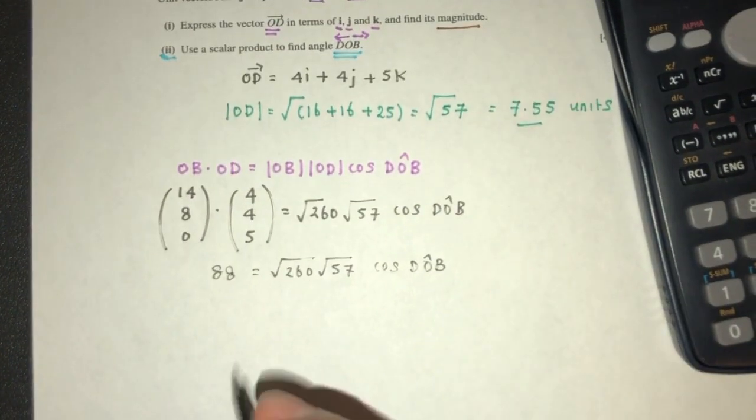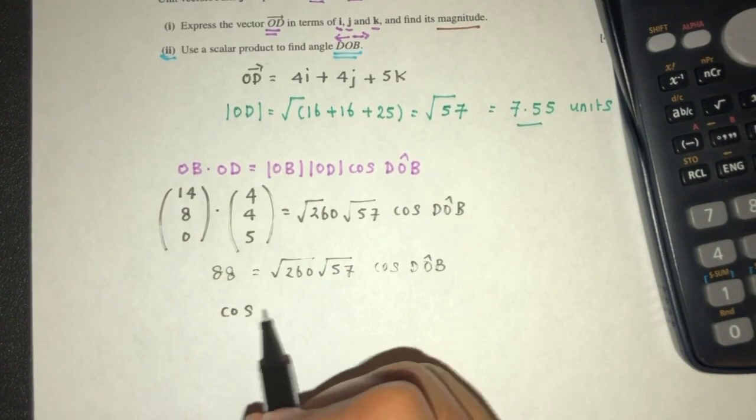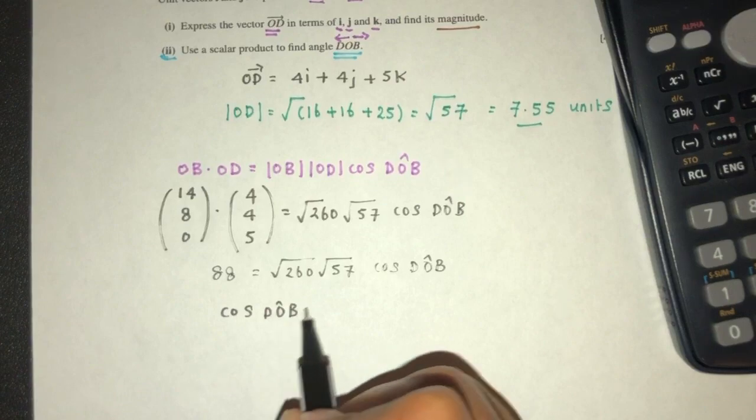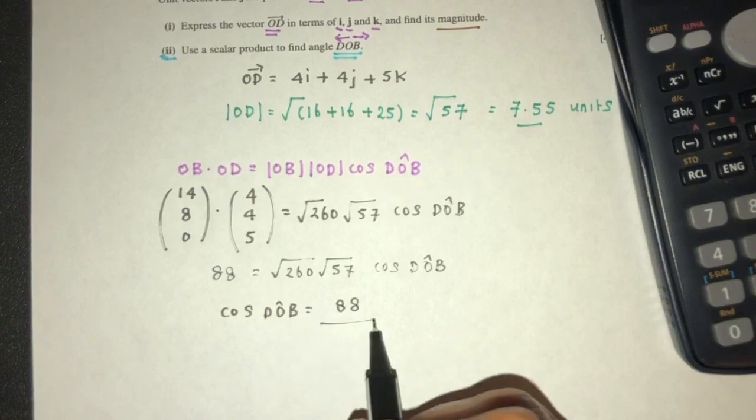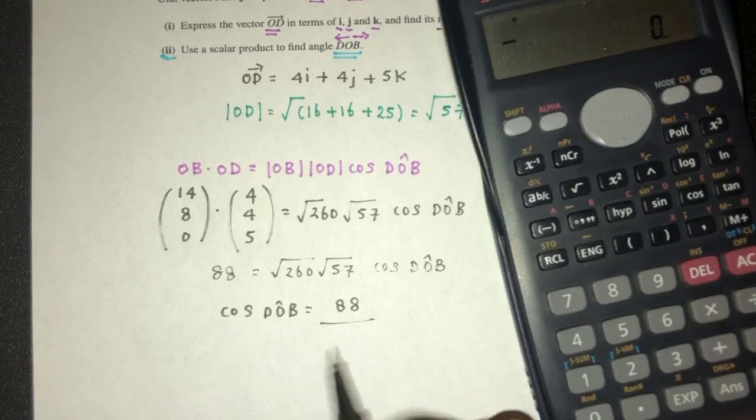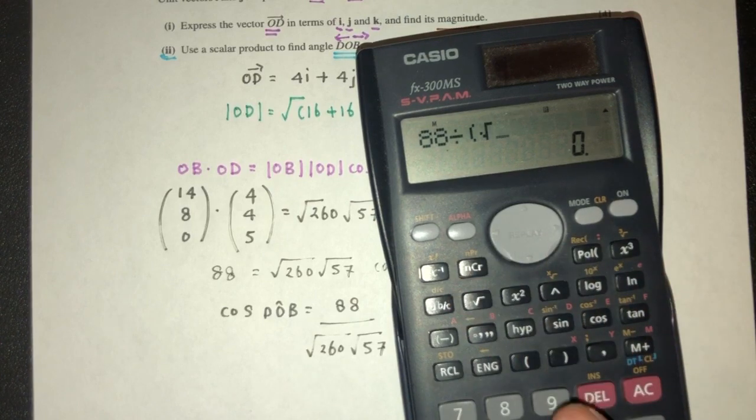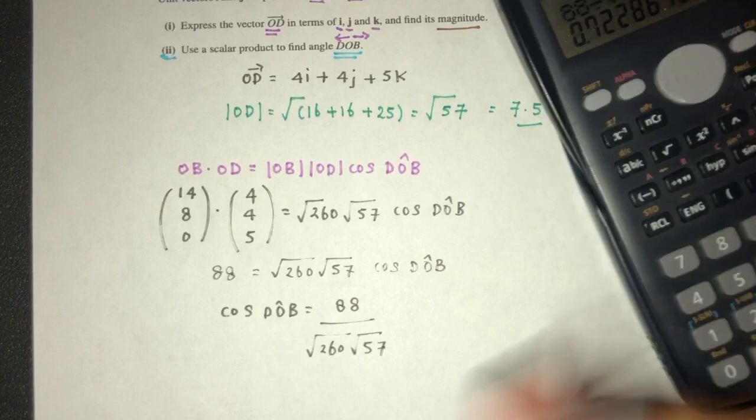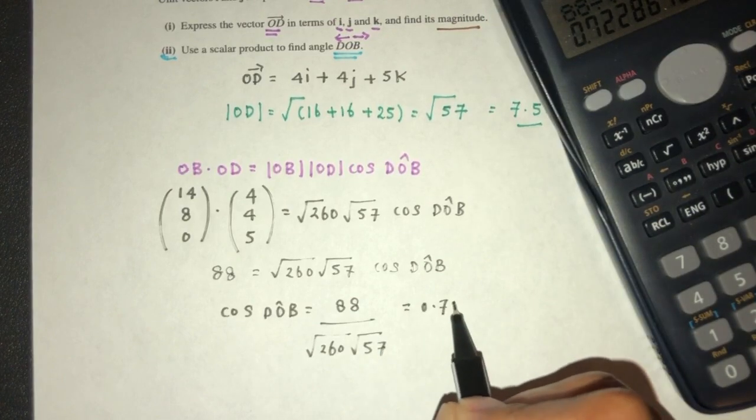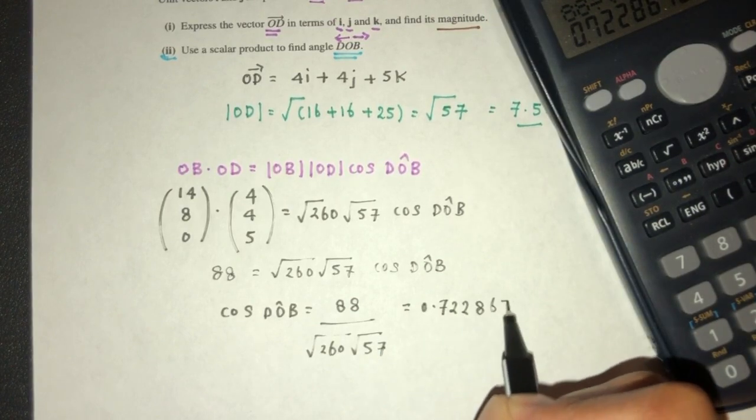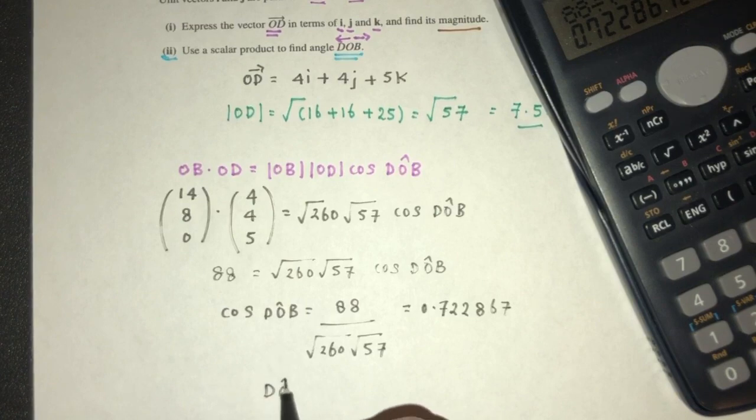So we can make this the subject. Cos of DOB will be what? It will be 88 divided by this value, that will be root of 260 times root of 57. That should be 0.722867. Obviously the angle DOB will be cos inverse of the value.